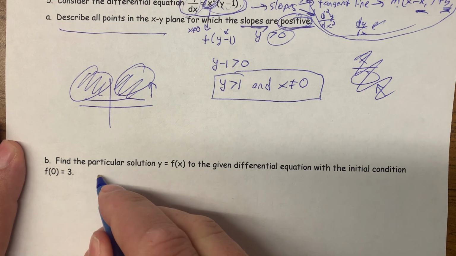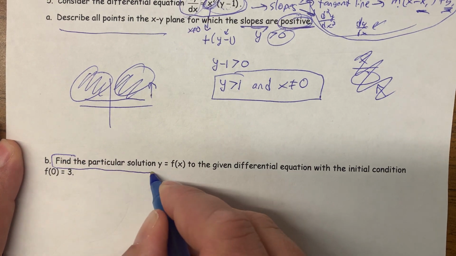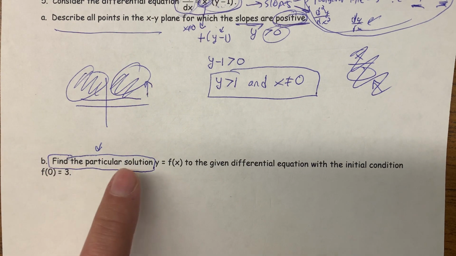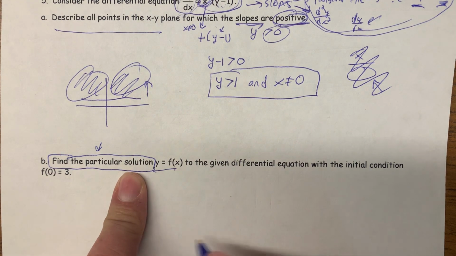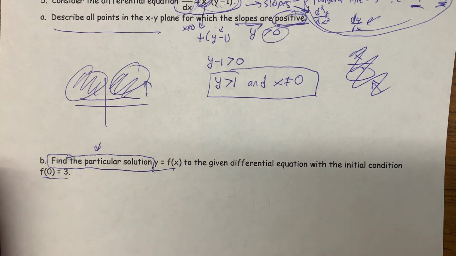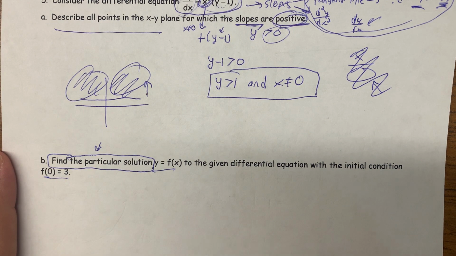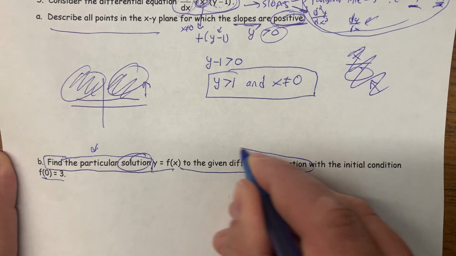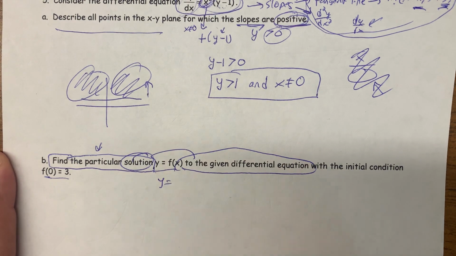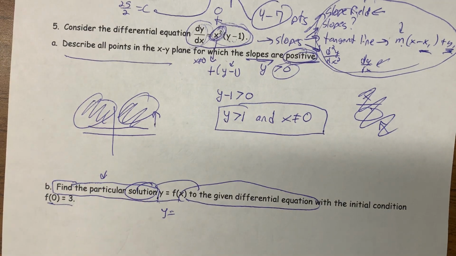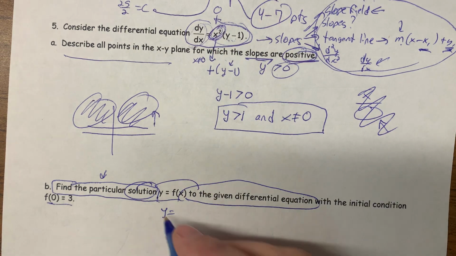Part B, find the particular solution. And guys, this is the phrasing we want to be used to by now. The solution to the differential equation, with the initial condition f of 0 equals 3, this is the part where it's saying solve the differential equation. The solution to the differential equation means find what y is equal to. So go ahead and do that here. This is the more important points one.